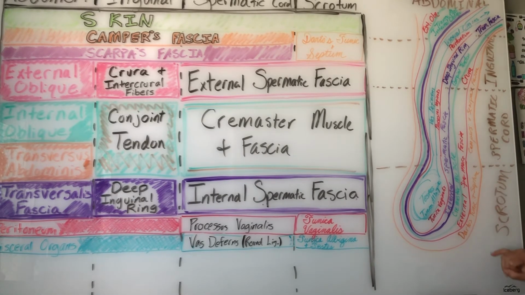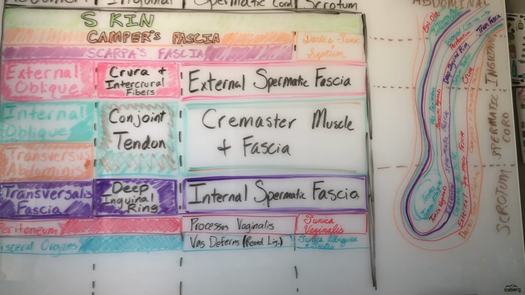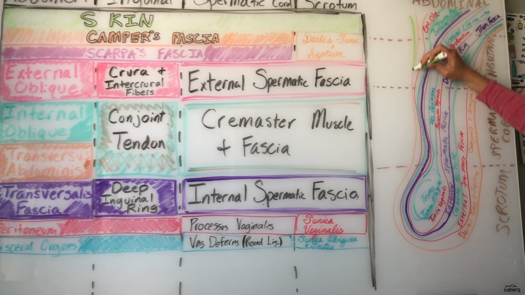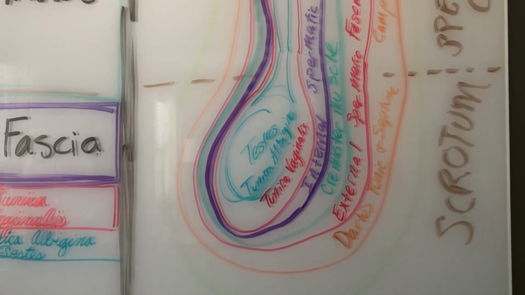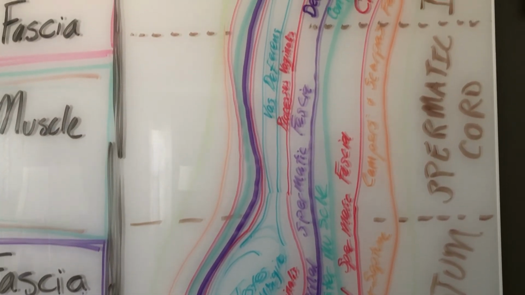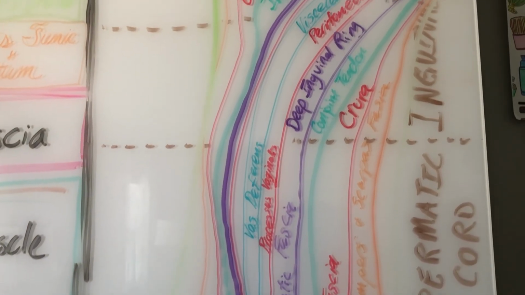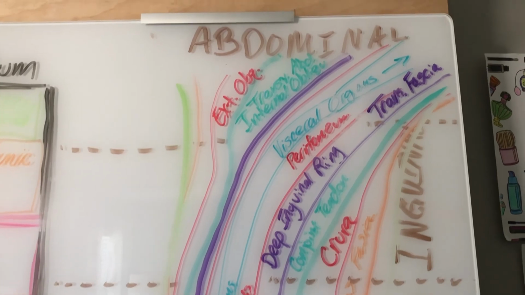So the next layer in the scrotum is the dartos tunic and septum, and then the spermatic cord all the way up through inguinal and abdominal regions. This is the Camper's and Scarpa's fascia. Last but not least, we have our skin surrounding all of this. So the scrotum traveling superiorly through the spermatic cord, inguinal region, and abdominal.